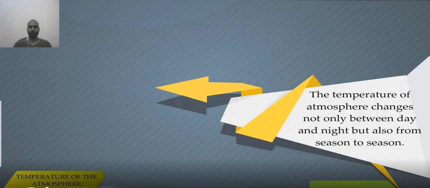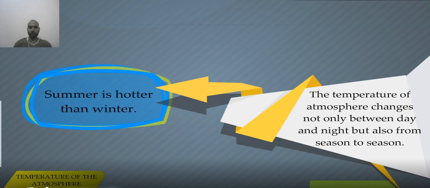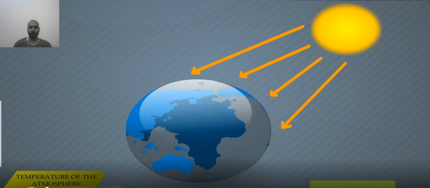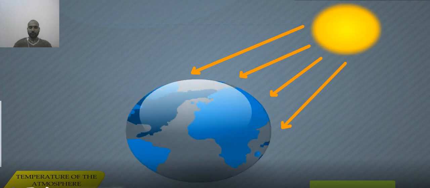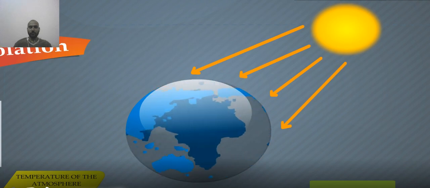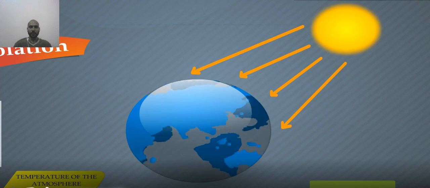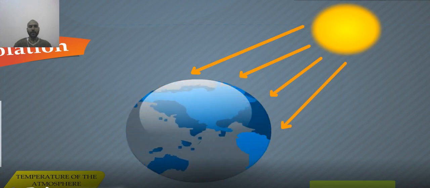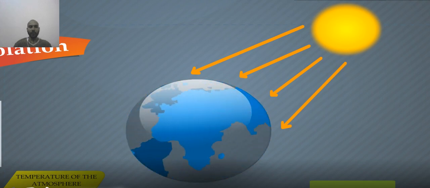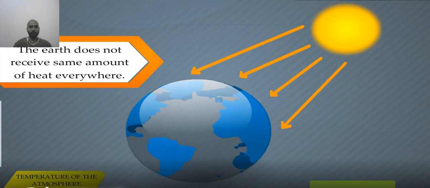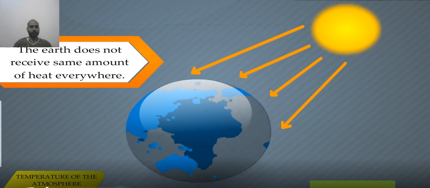The temperature of atmosphere changes not only between day and night, but also from season to season. Summer is hotter than winter. Solar radiation is the heat which we receive on Earth's surface. It is also termed as insolation. So all the energy coming from the sun which reaches the earth's surface is called insolation. Insolation. Very important.